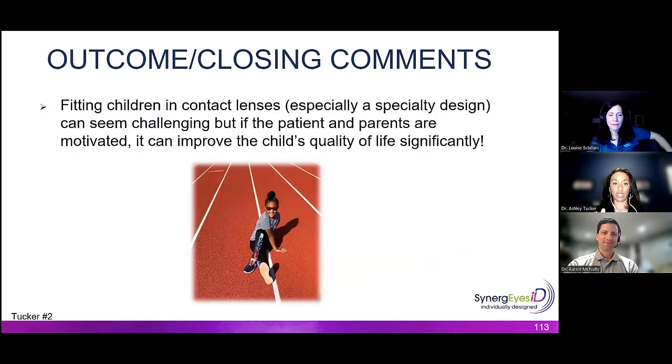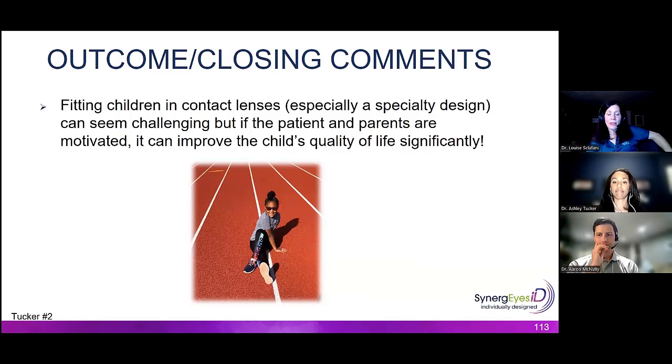So fitting children, especially fitting children in specialty designs, is very intimidating. It can be very overwhelming. And most of us probably think, yeah, no, this is not something that I would ever want to do, but it is so rewarding. Just give it a shot. Make sure you choose the right patient. This was a very mature, very motivated patient, but it can be life-changing for them, like I said in my video.